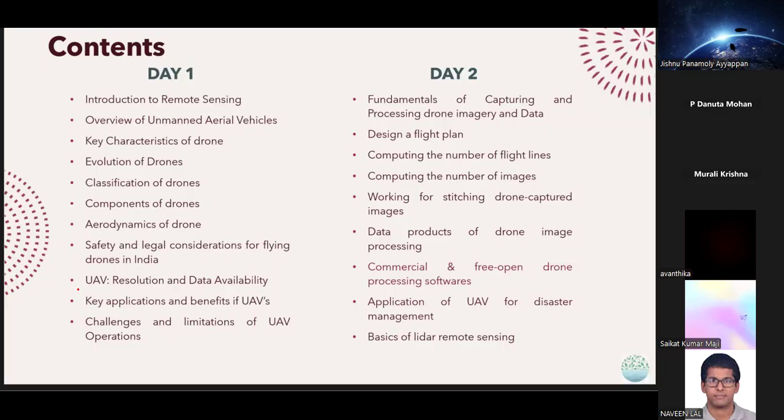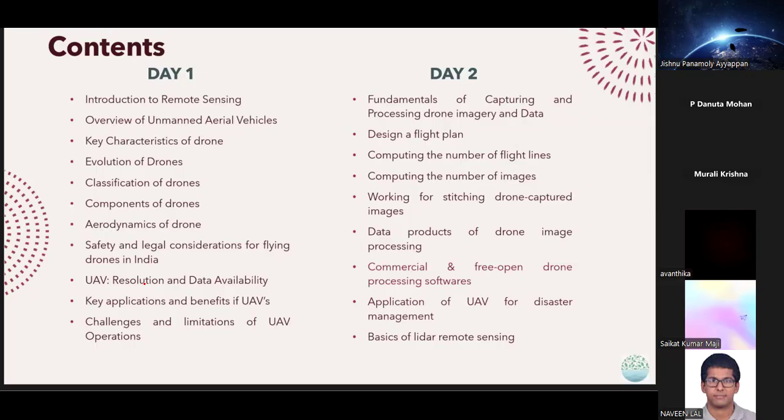And then we talked about UAV resolution and data availability, the advantages of drones: spatial resolution, temporal resolution, etc. We also covered the economical viability of using drones and how their application has widened across the globe. Before, we used drones or hot air balloons specifically for military or surveillance purposes. Now it has expanded, and we use it for precision agriculture and for the oil, gas, and mining industries.